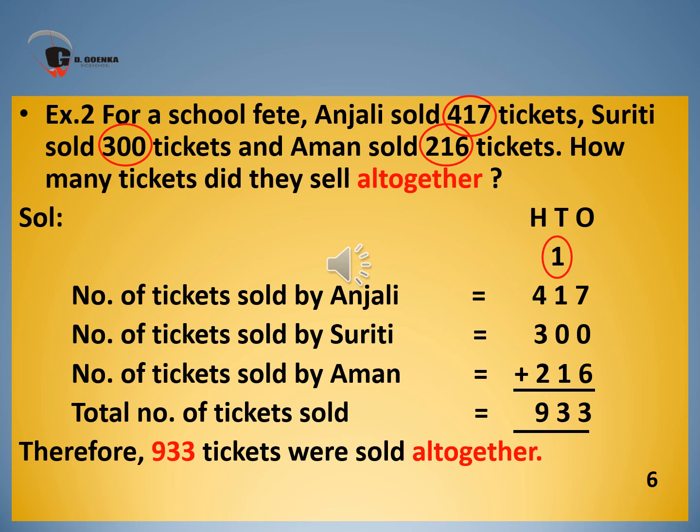So now let's move on to tens value. 1 tens plus 1 tens plus 1 tens equals 3 tens, and our last step is to solve the hundreds value, which is 4 hundreds plus 3 hundreds plus 2 hundreds, which is equal to 9 hundreds. So dear students, total number of tickets sold by Anjali, Suriti and Aman is 933. So this is our answer, and now we'll have to put it into a statement. Therefore, 933 tickets were sold all together.